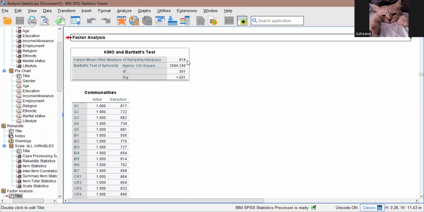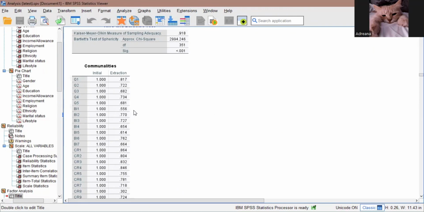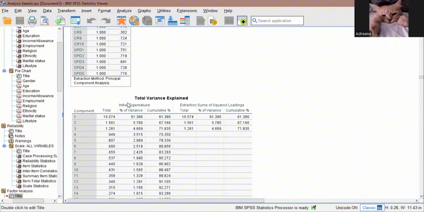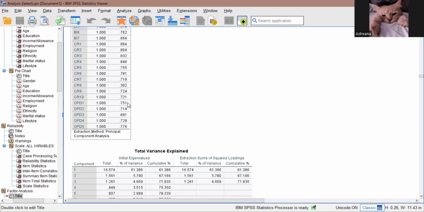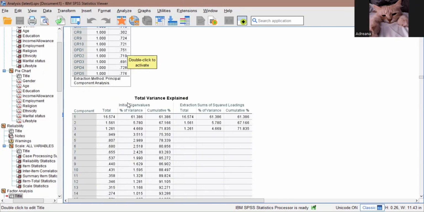And then the Bartlett's test of sphericity also gave us a chi-square value of 2994.246 and the significance level is less than 0.001. So this result shows that the correlations between the items are not random and that they are likely meaningful patterns or factors that we can extract through the factor analysis. So in simple terms, both of these tests confirm that our data meets the requirement for factor analysis. And this is important because it tells us that we can move forward with confidence to explore how the different survey items group together.